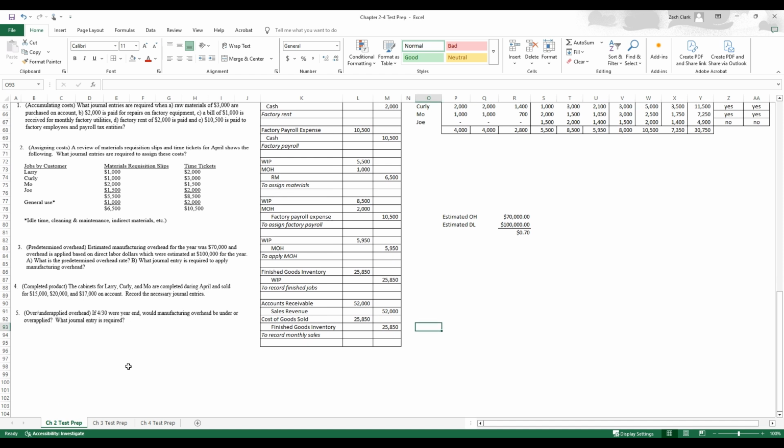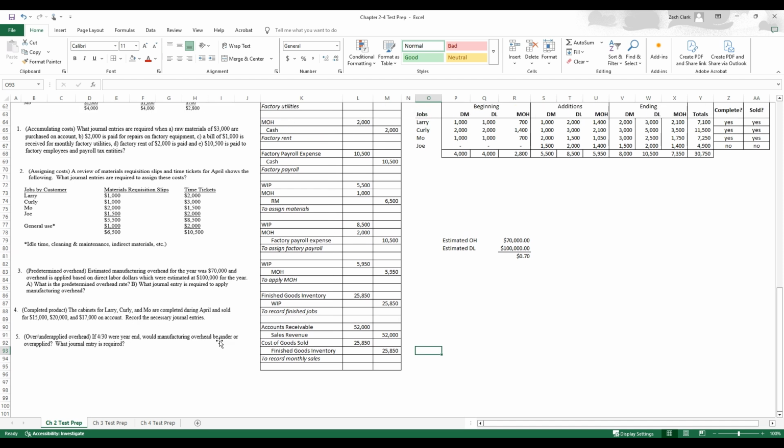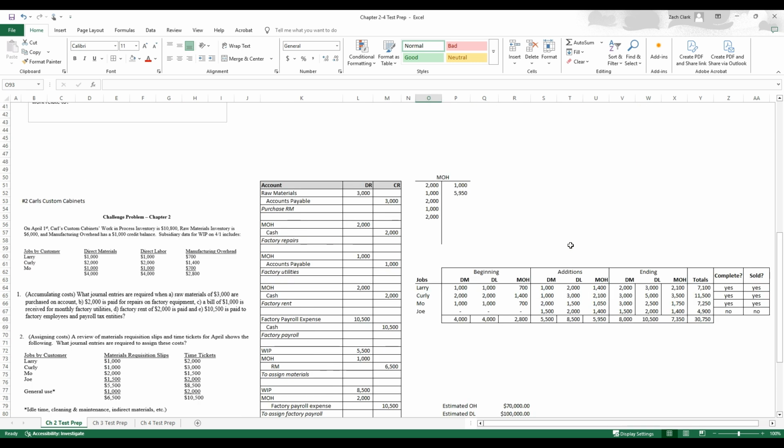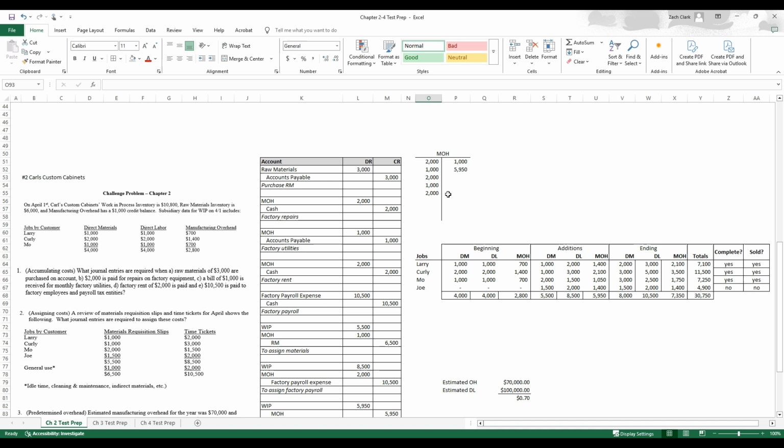Okay, the last part here asks us about over/under applied overhead. If April 30 were year end, would manufacturing overhead be under or over applied, and what journal entry is needed? Okay, so this is where it's handy to have our T account that I wanted to do here, to help us see whether we're over or under applied. So actual overhead was 8,000 and applied overhead was 6,950. So we can see that we incurred more costs than we actually applied to the jobs.